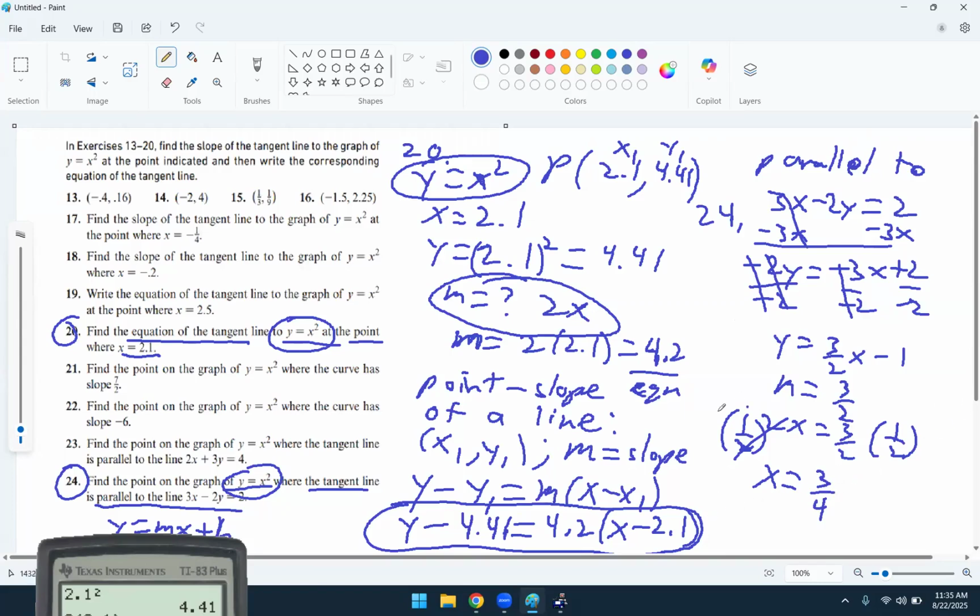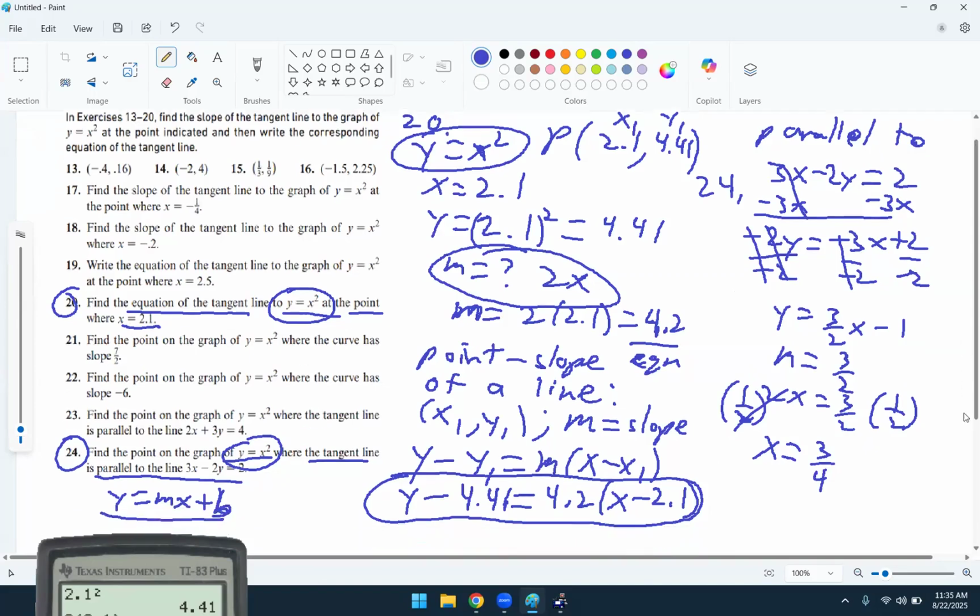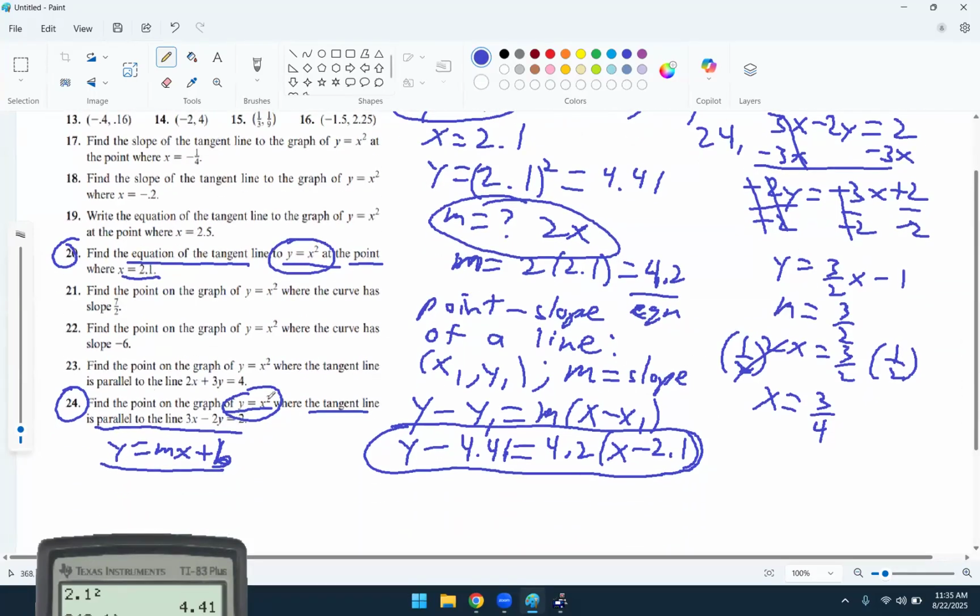Now, what's the y coordinate going to be? Well, we know the y coordinate is x squared. I'm going to scroll down just a little bit, guys. So y equals x squared, which means you're going to get 3/4 squared, because x is 3/4. That's going to be 9/16. So the point on the graph of this parabola where the tangent line is parallel to this line is going to be at the point 3/4, comma 9/16.